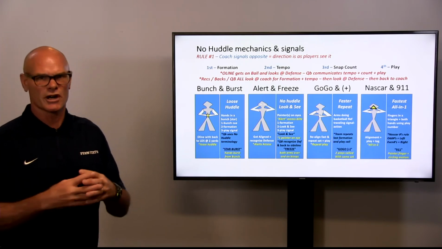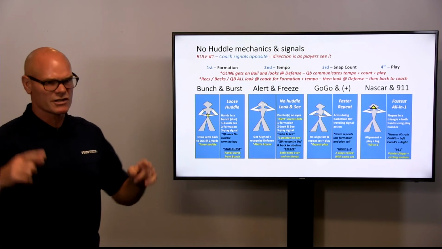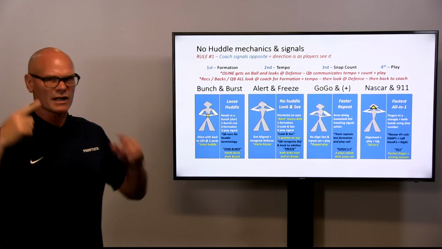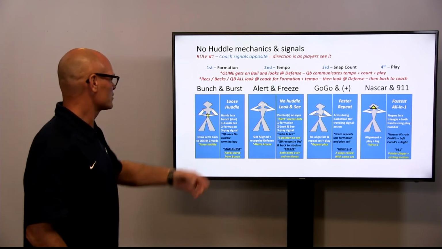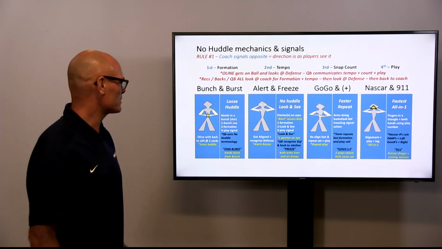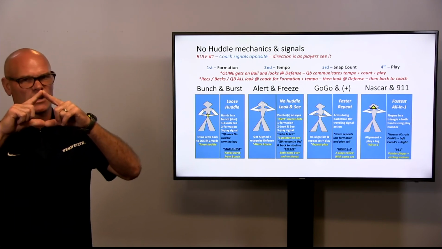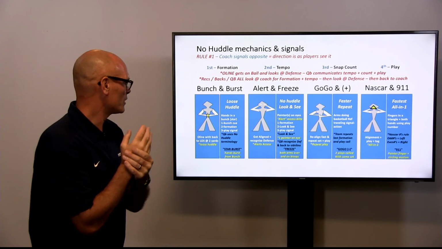There's your loose huddle, and then if we want to burst, we just come out. For your no huddle and look and see, we want to point here to tell them to look at the defense. If we want to give an alert or a potential pressure, then that's both pointers. When we want to go faster, we go with the go-go. That's a traveling signal and repeat the play. NASCAR then is the triangle, and that tells us one word, tells us everything. And go, enter 911.